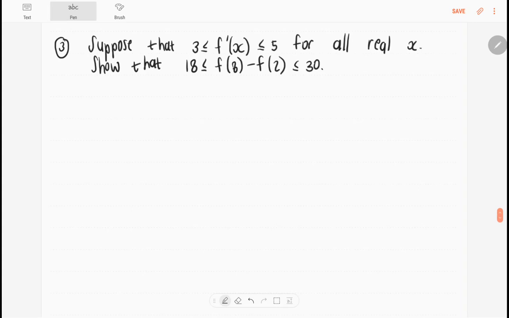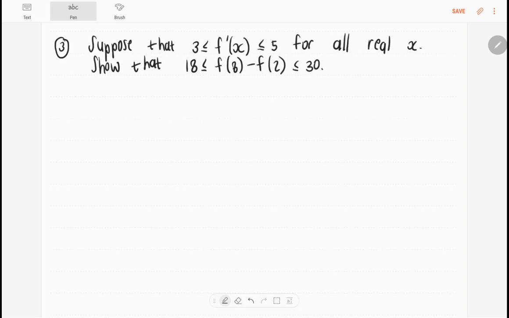Number 3 says, suppose that 3 is less than or equal to the derivative of f, which is less than or equal to 5 for all real x. Show that 18 is less than or equal to f of 8 minus f of 2, which is less than or equal to 30. So, we are going to use a theorem here. Which theorem? Well, we will use the mean value theorem.